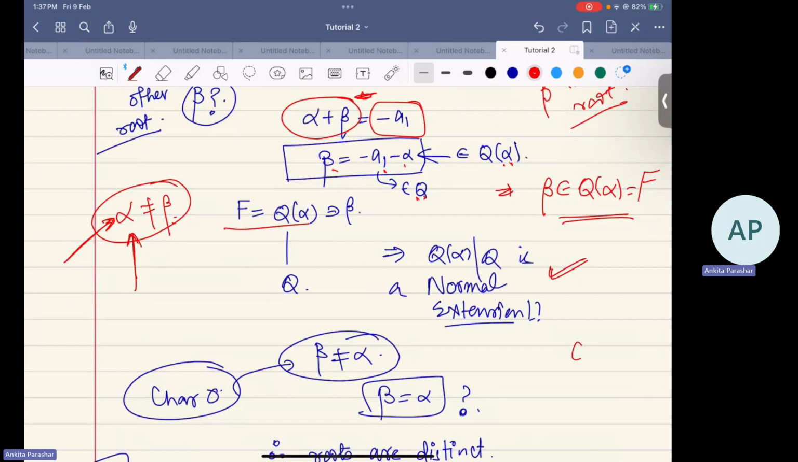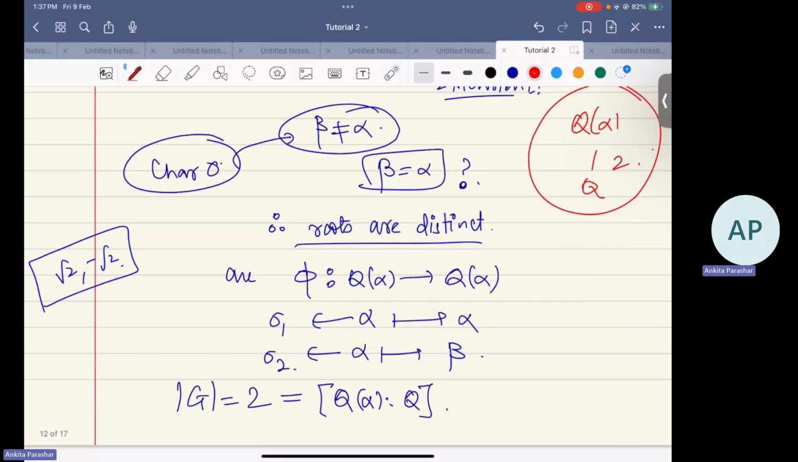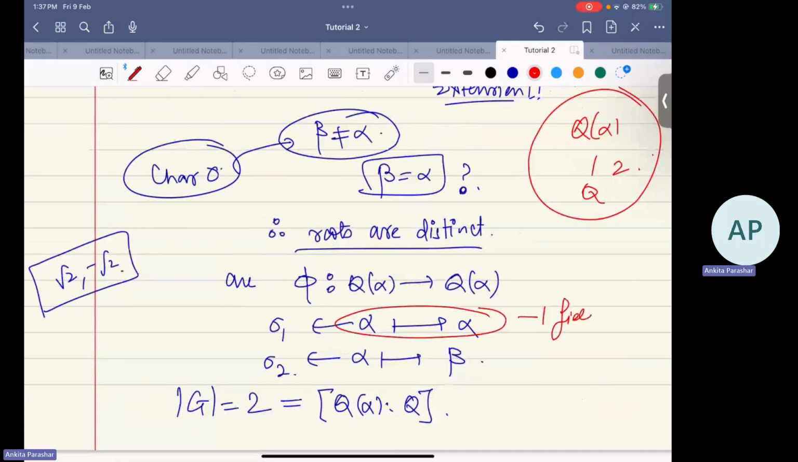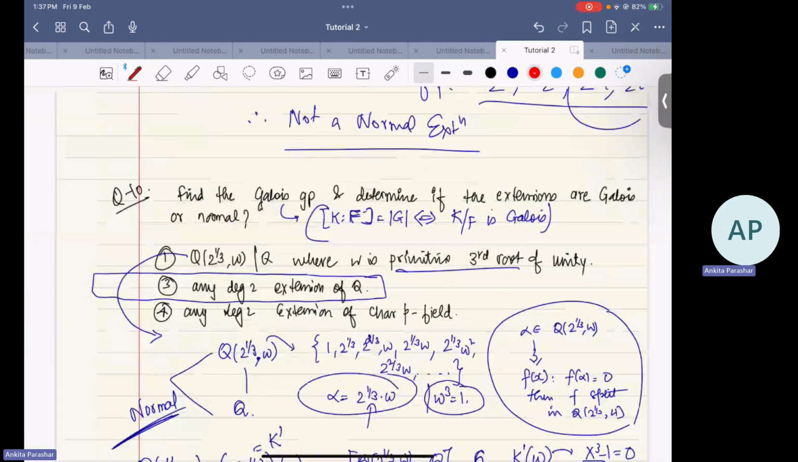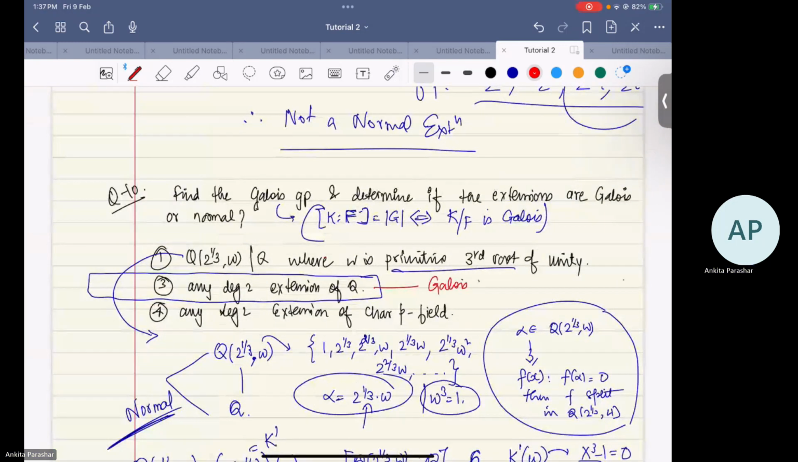Now, why Galois? Because the extension is degree 2. Now you need to know the Galois group. The group of automorphisms has order 2. How many automorphisms are there? That many roots you have, right? So where will you map to? Alpha going to alpha is one automorphism, so one field homomorphism. But beta is another root, so you can map alpha to beta. So again, the group has order 2. Therefore, this is Galois. So in fact, any degree 2 extension over characteristic 0 is both Galois and normal.